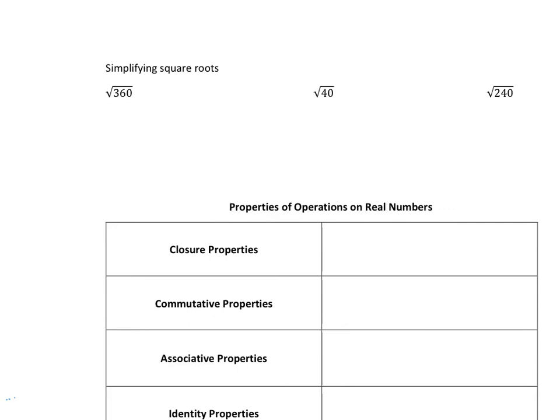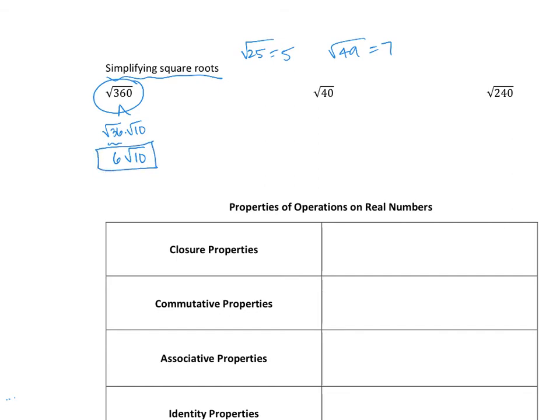So besides estimating the square roots, one other thing that we can do is simplify a little bit. Even if you can't pull out a square root perfectly, like when we say the square root of 25 is 5 or the square root of 49 is 7, the square root of 360 does not come out perfectly, but there is a perfect square in there. This is actually equal to the square root of 36 times the square root of 10. We can separate that and take the square root of the number that we know. So this has now been simplified.